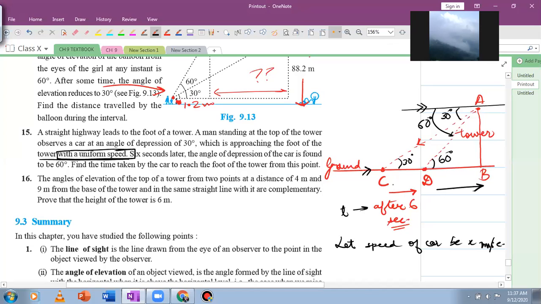The distance CD will be 6x. Is that correct? Yes, ma'am. Because the speed is x and the time is 6 seconds. Therefore, the distance CD will be equal to speed into time. Speed is x and the time is 6 seconds, so this will be 6x.